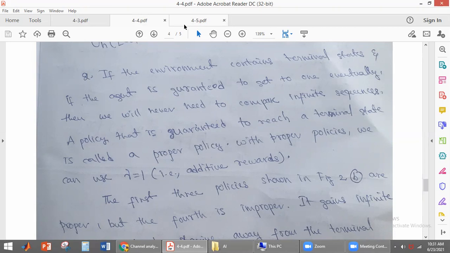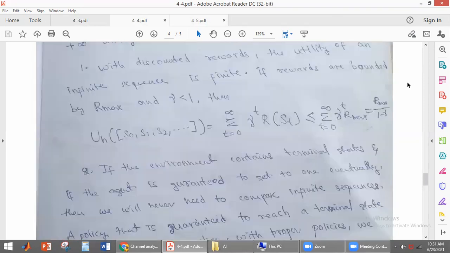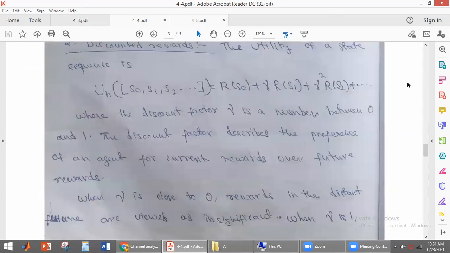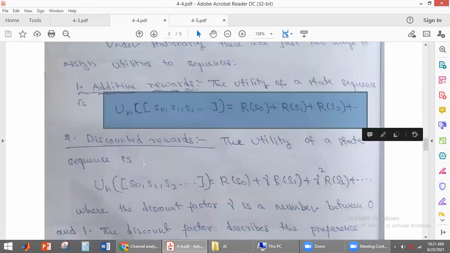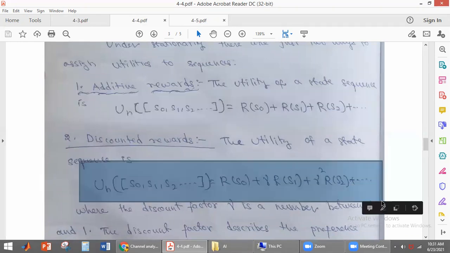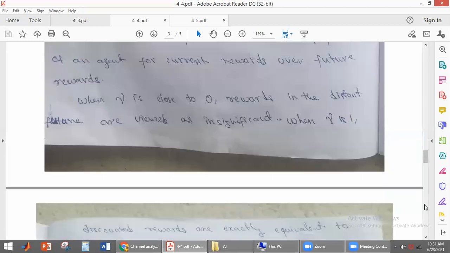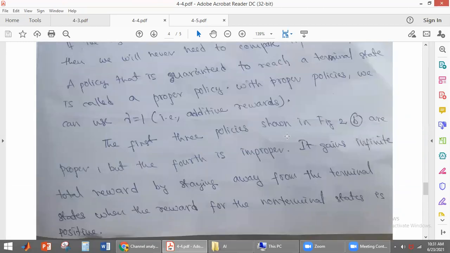So if the policy is a proper policy, we use additive rewards. That is the first way of representing. So what is additive rewards? This is the additive rewards now, students. To find the utilities, we are using additive rewards. This is the formula for discounted reward. So if the policies are proper policies, then additive rewards will be used.